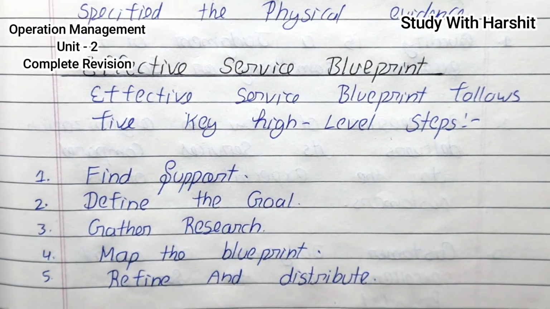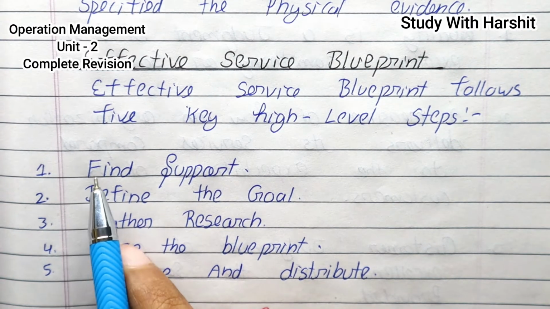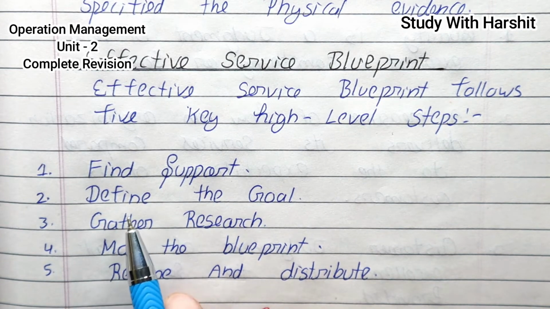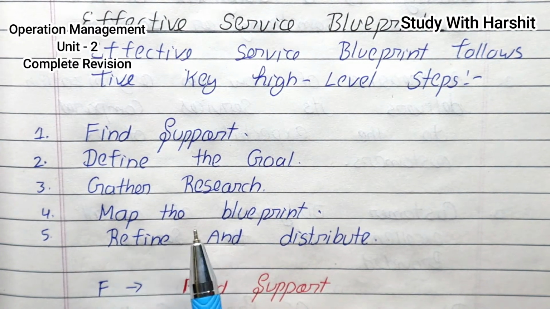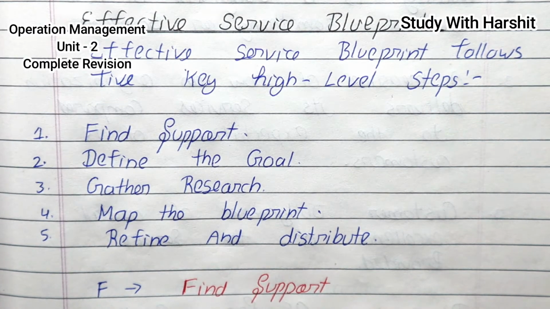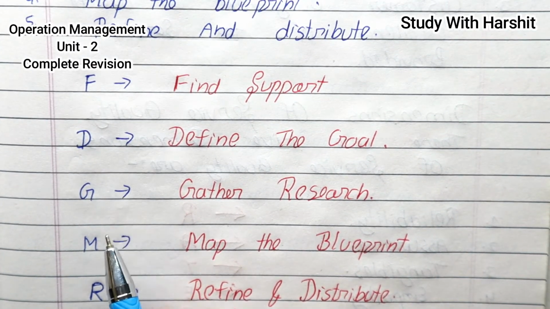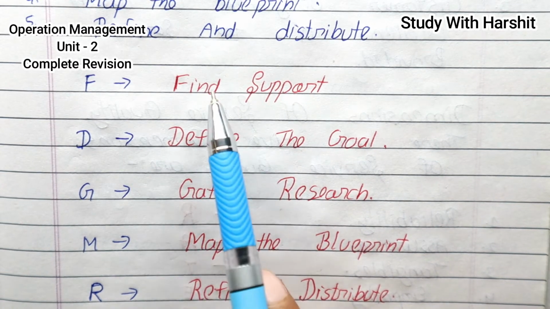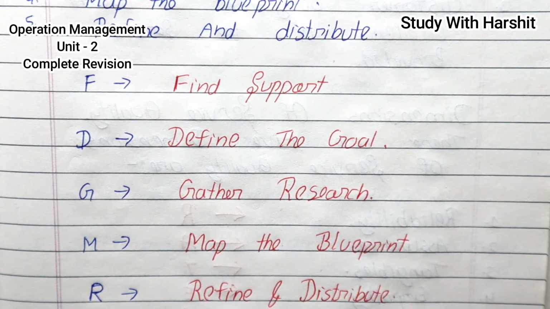Effective service blueprint. An effective service blueprint follows 5 key steps. First, find support. Second, define the goal. Third, gather research. Fourth, map the blueprint. Fifth, refine and distribute. Here is the mnemonic FDGMR. F refers to find support, D refers to define the goal, G refers to gather research, M refers to map the blueprint, R refers to refine and distribute.